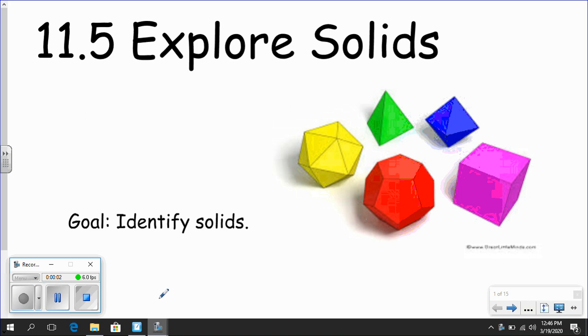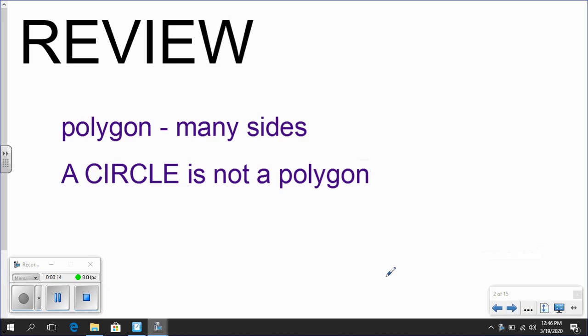Hi everyone! Today we are going to learn 11.5, which is exploring solids. So our goal today is to be able to identify solids. Quick review, a polygon. Polygon just means a shape with many sides, and a circle is not a polygon.